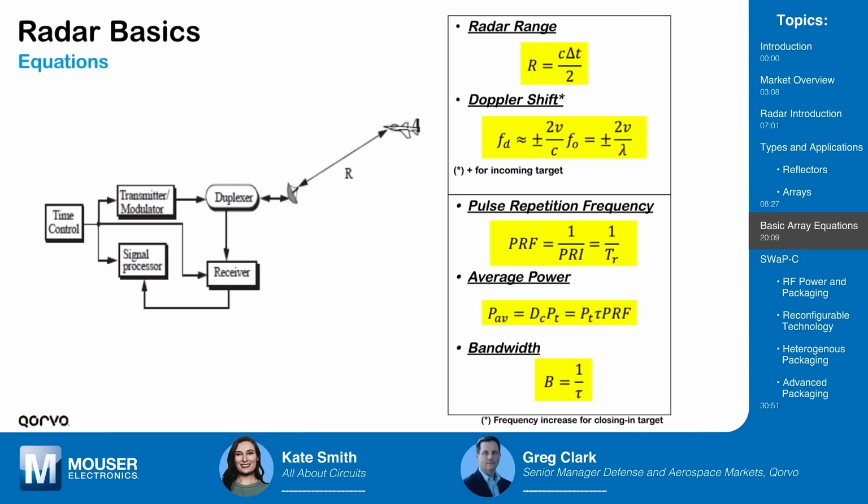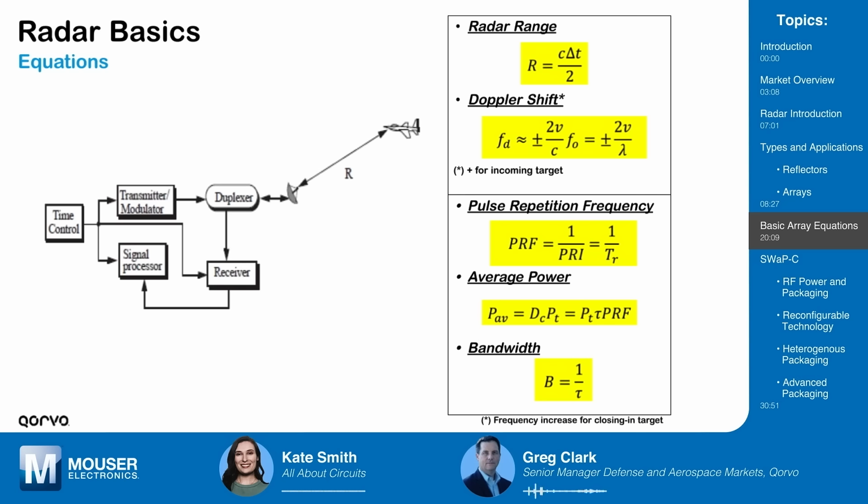You have the Doppler shift. When you hit the target, the velocity of the target, v, in this particular equation, results in a frequency shift. So a positive or a negative. Positive means it's coming towards you. A negative means it's moving away from you. But that's what FD, or Doppler shift, is.